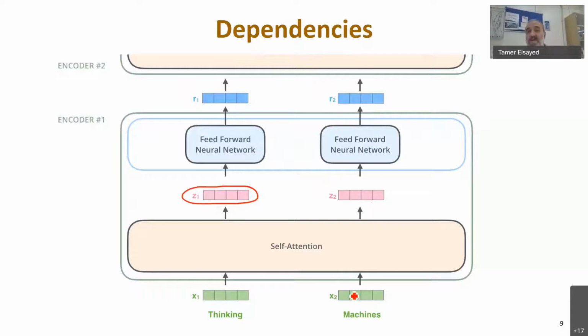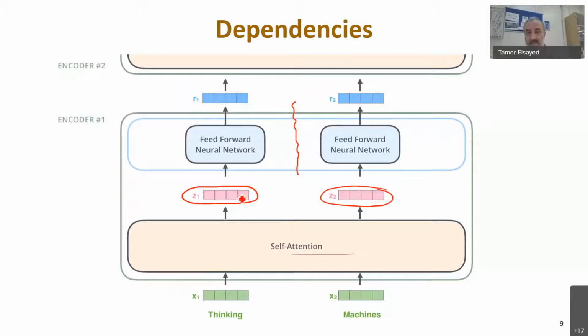But R1 doesn't depend on Z2. R1 depends only on Z1, and R2 depends only on Z2. So there is a separation here, but there is no separation there. All of these depend on each other, but here there is independence. So we cannot parallelize this easily, but this can easily be parallelized because they are completely independent once we get Z1 and Z2.